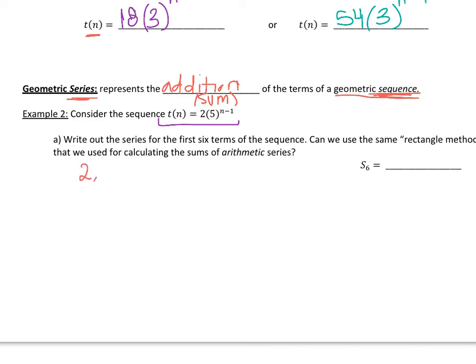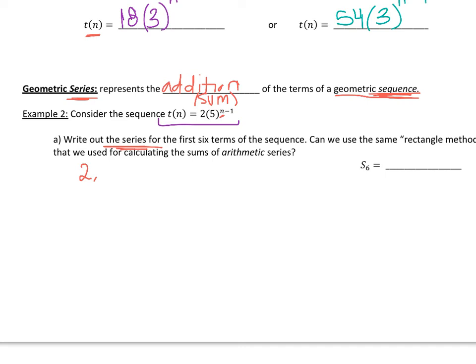The second term you can generate by plugging 2 in for the n. However, we already know from the equation that to generate each following term, our value of r is 5. So we know that this sequence will continue to grow by multiplying each term by 5. And we were asked to write out the first 6 terms, to write out the series.